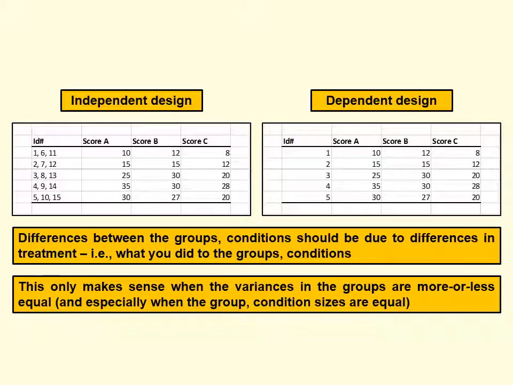But that only really makes sense when the variances of those groups or conditions are more or less equal. And that's especially true when group or condition sizes are equal. You could imagine that if the variances for group A or condition A were very different than those for condition B or group B and so on, it would become difficult to determine whether differences between those groups or conditions were due to our manipulations or treatments, or were due to just the fact that these groups have radically different variances. Now that may be a little bit difficult to picture, so allow me to at least try to help you out.